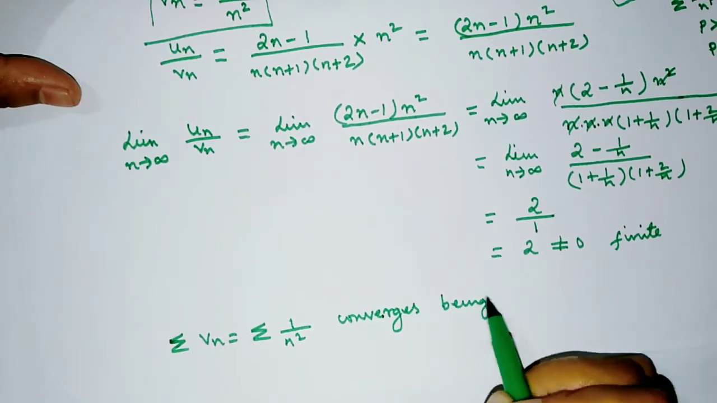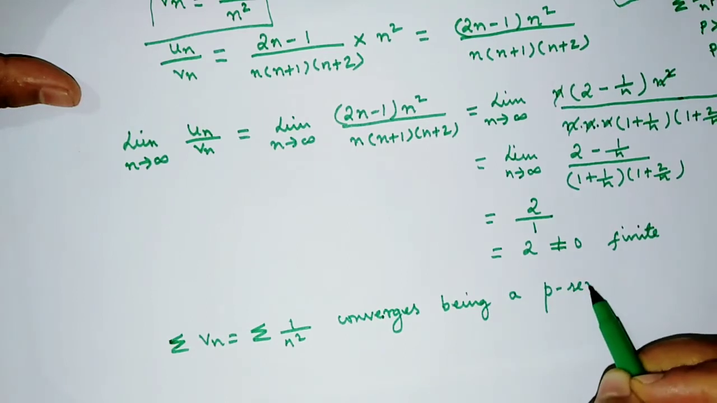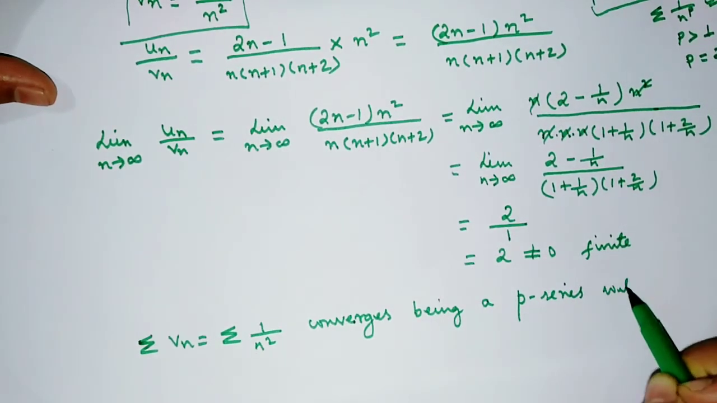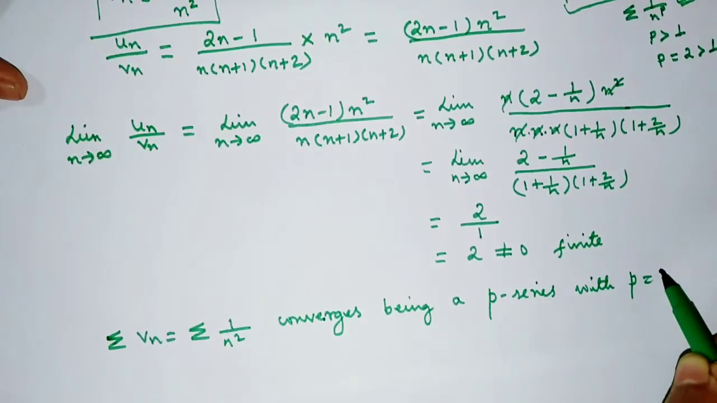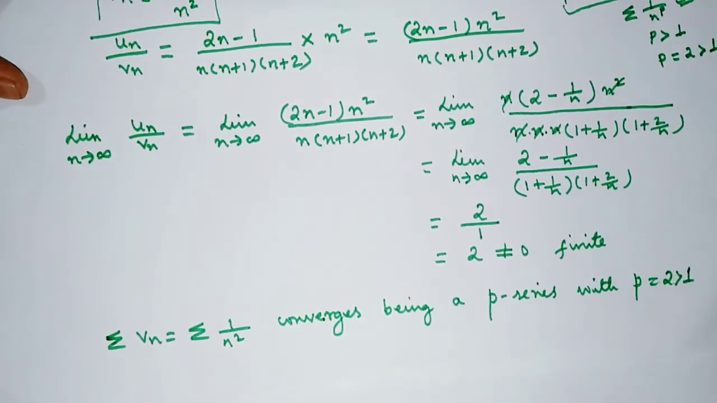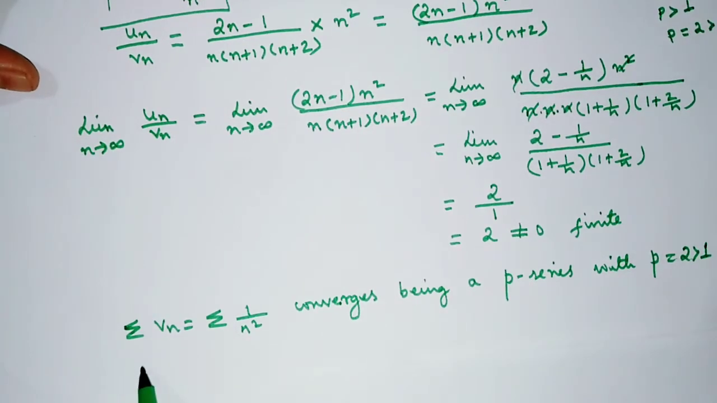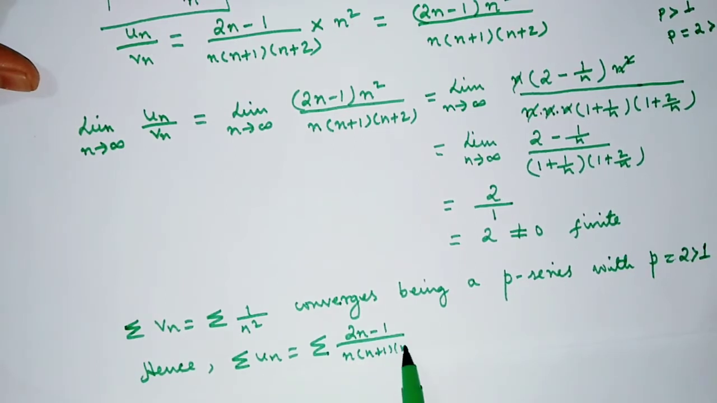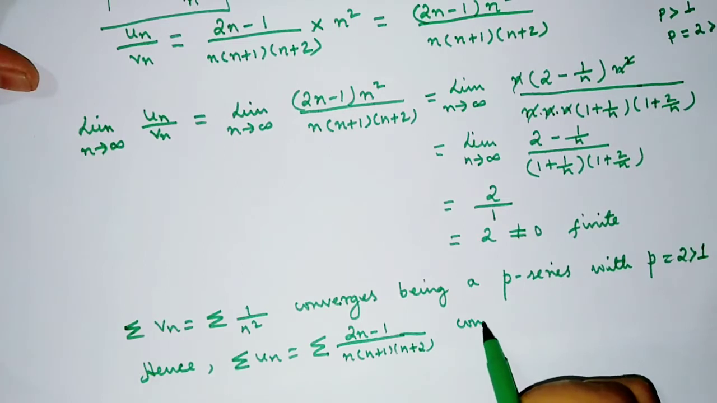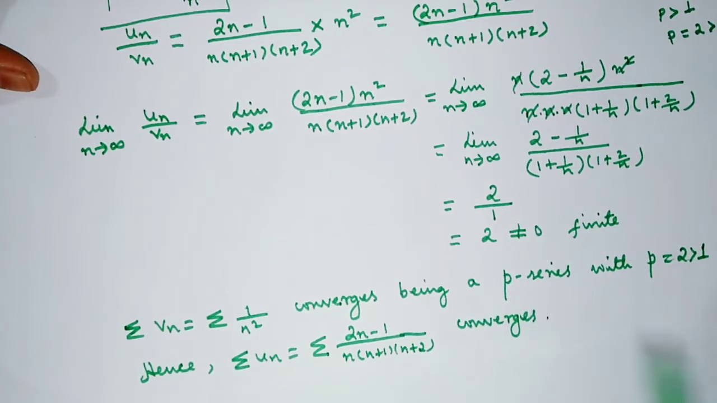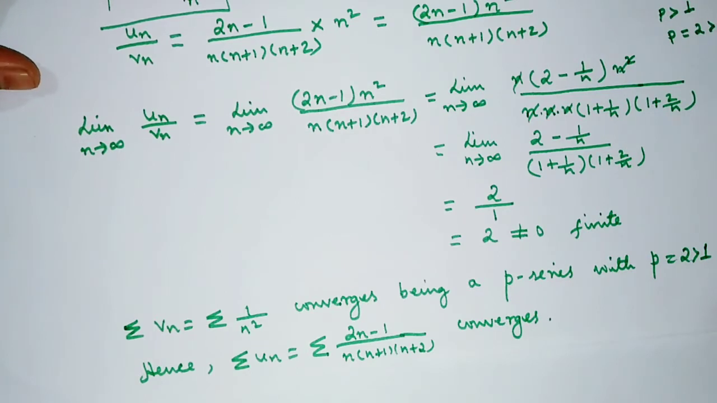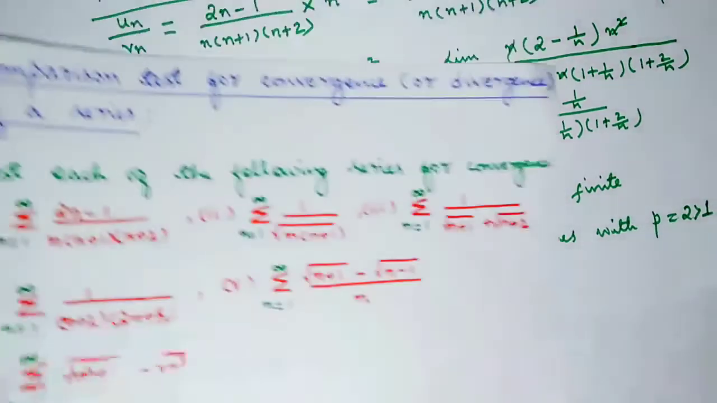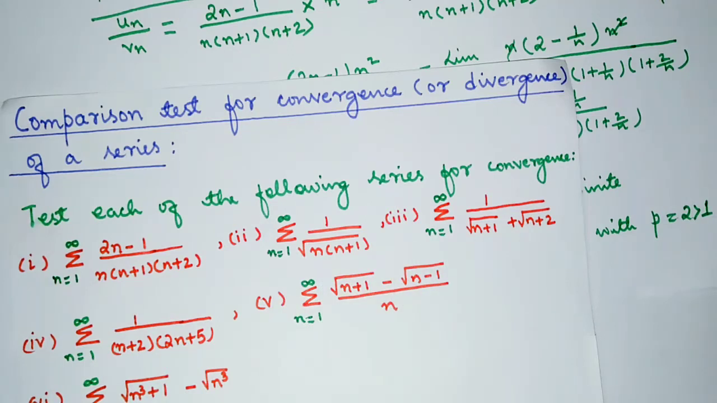So we see that summation Vn equal to summation 1 upon n square converges, being a p series with p equal to 2, which is greater than 1. Hence, by comparison test, summation un, which is summation twice n minus 1 upon n into n plus 1 into n plus 2, converges. So this is the comparison test. Now using the same one, let's do the second, the third, and so on.